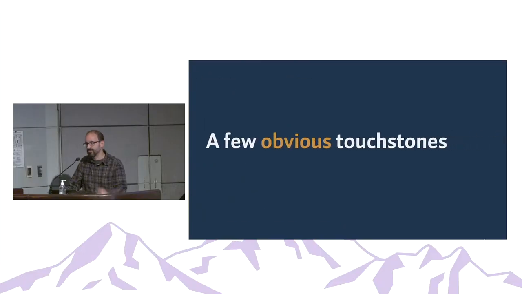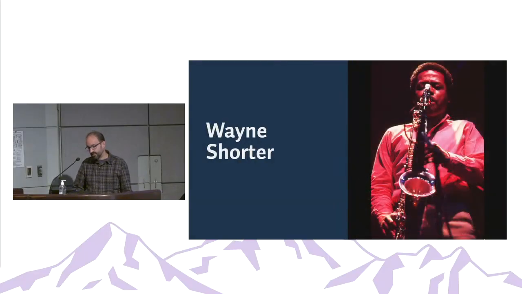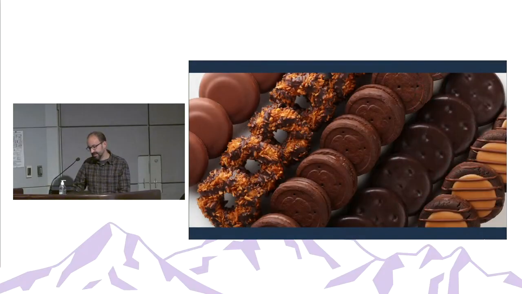And along the way, in order to explain T-strings a little bit better, we're going to have to hit a few obvious touchstones. I don't think these need a lot of explanation, but we'll obviously have to talk about chess grandmaster Magnus Carlsen. He's been the world champion of chess for the last over a decade. And of course, we'll talk about Wayne Shorter, who unfortunately wasn't around for the release of Python 3.14 and T-strings, but I think would have been a heavy user. And then, of course, we'll talk a little bit about Girl Scout cookies.